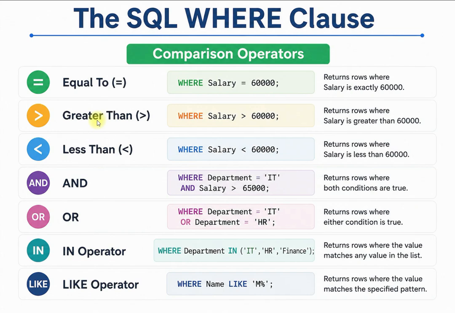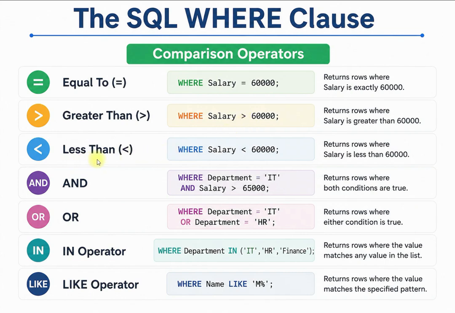And the same goes with the greater than operator. The greater than operator we can apply on salary. If you say WHERE salary is greater than 60,000, then it returns the employees whose salary is greater than 60,000. So all the employees whose salary is less than 60,000 are not shown up in the results. Even equal to is not shown up because the operator is greater than here.